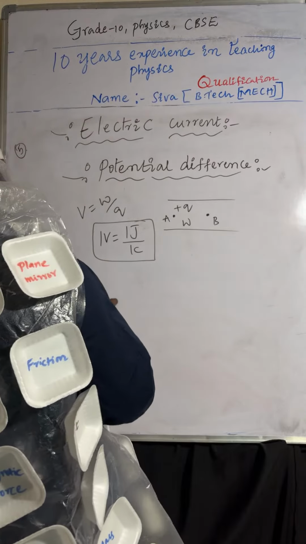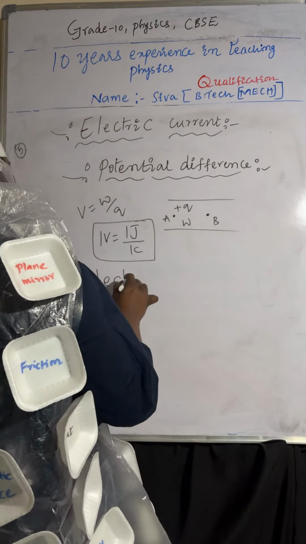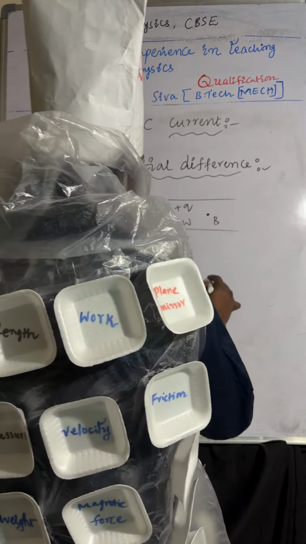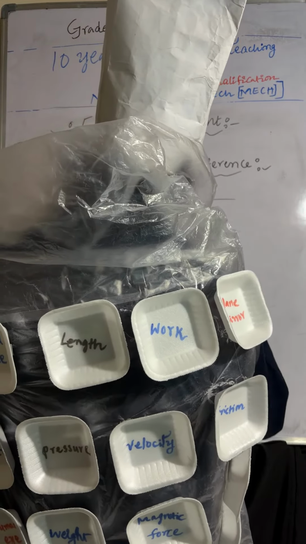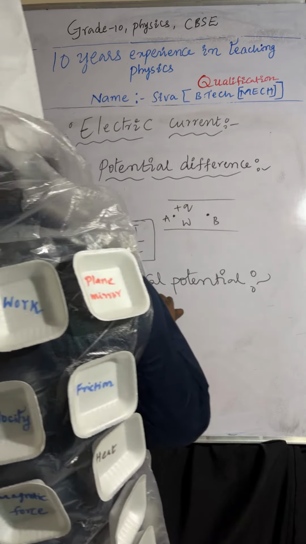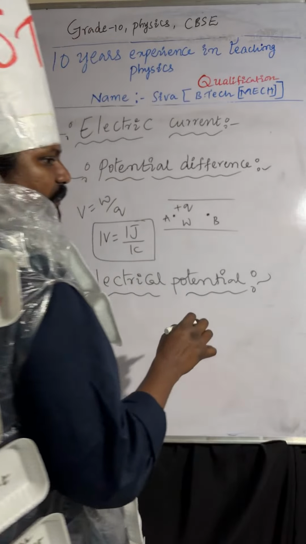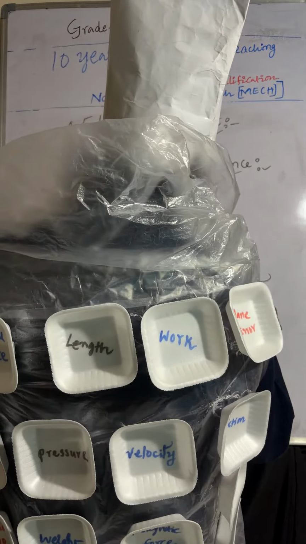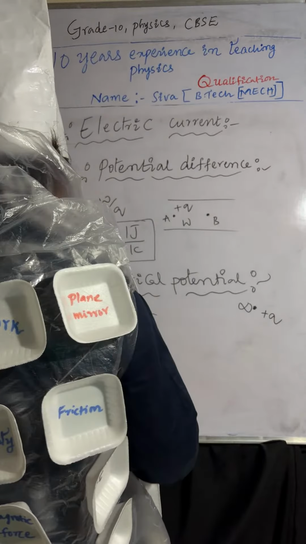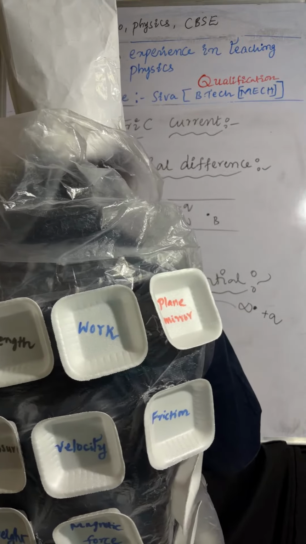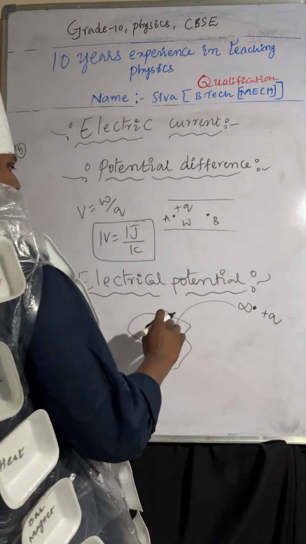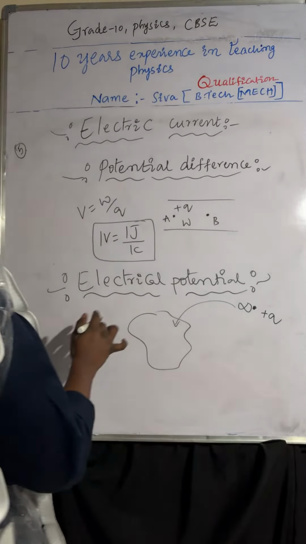So, coming to electrical potential. Electrical potential is nothing but work done to bring unit positive charge from infinity to the required field. I am considering positive charges at infinity. This is the required field. So we are doing some work to bring unit positive charge from infinity to the required field, and that is called electrical potential.